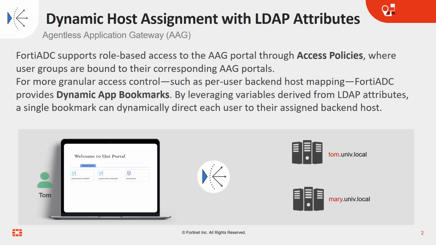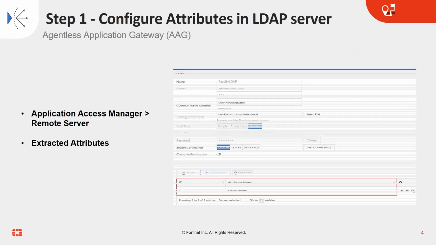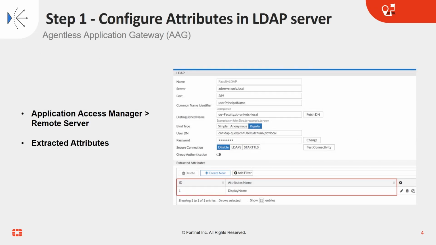For example, when user Tom clicks the research server bookmark, FortiADC routes the traffic to Tom at University Local. When Mary clicks the same bookmark, FortiADC instead connects her session to Mary, University Local. Let's walk through the steps to configure FortiADC to achieve this.